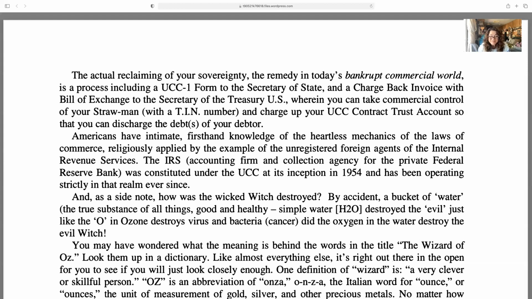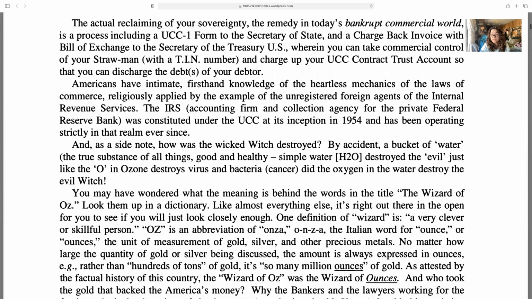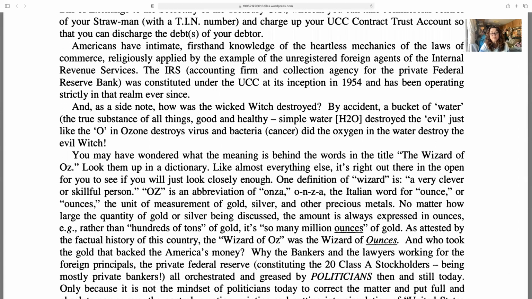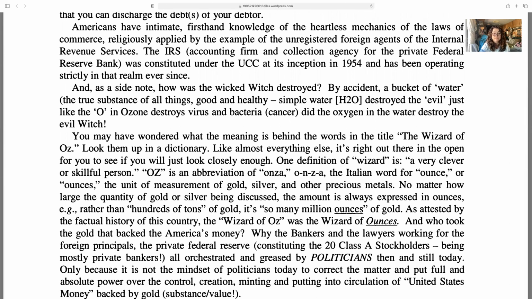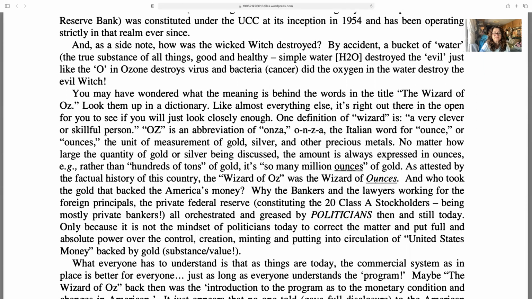You may have wondered what the meaning is behind the words in the title, The Wizard of Oz. Look them up in a dictionary. Like almost everything else, it's right out there in the open for you to see if you will just look closely enough. One definition of wizard is a very clever or skillful person. I think I've known those types of people. Oz is an abbreviation of onza, the Italian word for ounce. Oh, yeah, I could see that.